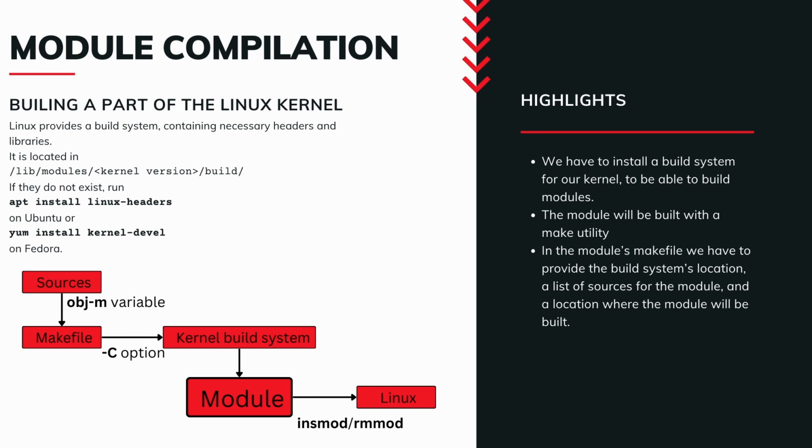After that, we just create our own makefile, list our source code inside a variable that will be read by the build system, and link the build system itself. It will create a module with a .ko extension which we can then load into the running kernel using commands like insmod for insert module and rmmod for remove module. A little more detail: the build system expects the sources listed in a variable called obj-m, and the build system itself is then linked with the -C option. We'll look at an example of it in the coding section.